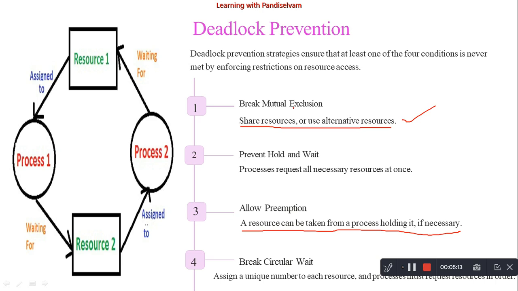In the GATE exam, NET exam, UGC and TN SET exams, all those examinations, the most important concept is deadlock. Definitely one problem will be asked under deadlock.